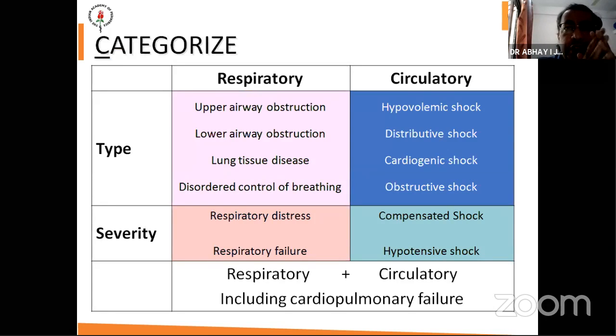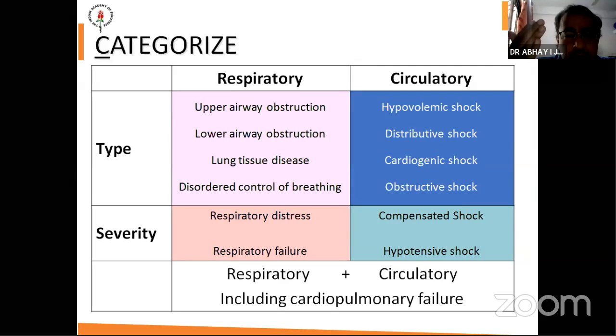After we go through these 4 stages of general assessment, primary assessment, then secondary and tertiary assessment, we need to categorize the child and what category the child will be falling into, whether the problem is respiratory or circulatory. If it is respiratory, whether it is upper airway obstruction, lower airway obstruction, lung tissue disease, or disordered control of breathing. And if it is circulatory, we need to find out what kind of shock the child is suffering from. Either it is hypovolemic, distributive, cardiogenic, obstructive, or a combined variety of these.